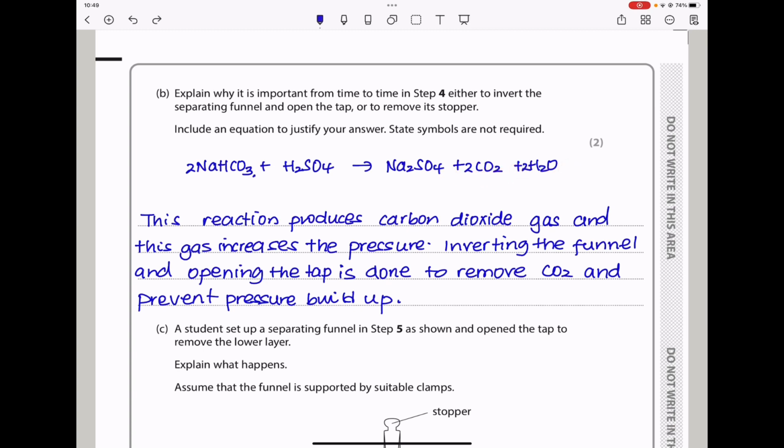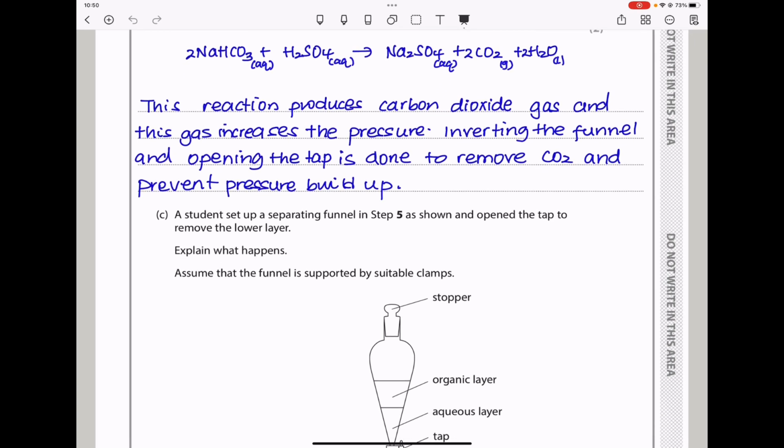I could also write state symbols. This is going to be aqueous, this is aqueous, this is aqueous, and this is gas. That is going to be a liquid. So we can see this neutralization reaction is going to produce this, which is soluble. However, this gas is going to be produced, and this is going to build up. So either inverting the funnel and opening the tap or removing the stopper allows for the removal of CO2 so that you prevent the buildup of gas or pressure. So I say this reaction produces carbon dioxide gas, and this gas increases the pressure. Inverting the funnel and opening the tap is done to remove carbon dioxide to prevent pressure buildup.